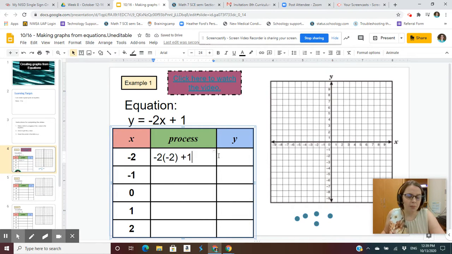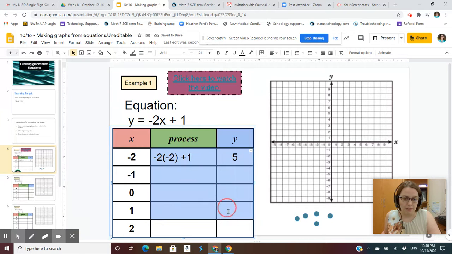Given that process, we're going to come over here to the y, and we're going to do our order of operations and solve. So multiplication comes first. Negative 2 times negative 2 is a positive 4. Positive 4 plus 1 is 5. So our solution is 5. In fact, I'm going to go ahead and center that, and I think I should center it for all of them.